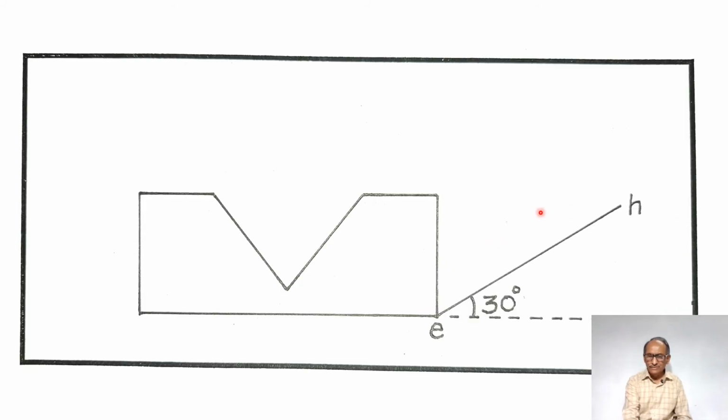So in this, you'll find from point E, this is a horizontal line, and from point E, take an angle of 30 degrees and draw a line EH. Now this angle is 30 degrees. This is very important because from this particular angle, we will draw other lines also parallel to this line that we'll see in the next slide.